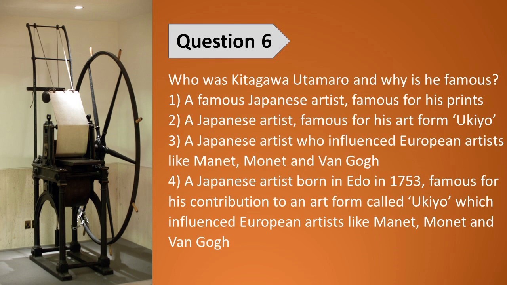Question number 6: Who was Kitagawa Utamaro and why is he famous? Your options are: first is a famous Japanese artist famous for his prints. Second option is a Japanese artist famous for his art form ukiyo. Third is a Japanese artist who influenced European artists like Manet, Monet and Van Gogh. Fourth is a Japanese artist born in Edo in 1753, famous for his contribution to an art form called ukiyo, which influenced European artists like Manet, Monet and Van Gogh.